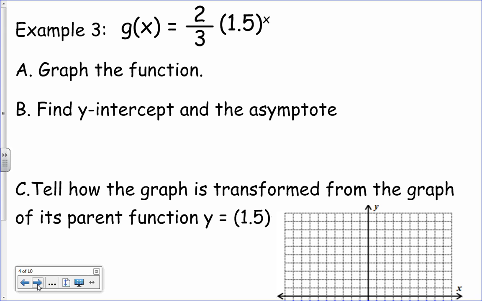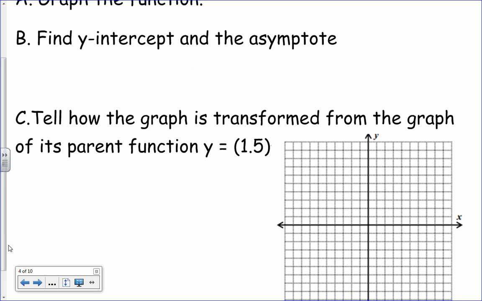Example 3 has g of x equals 2/3, and now that's on the outside, so that's something vertical, times 1.5 to the x. Okay, 2/3 times 1.5 to the x. So we got 3 different things we're doing here. The first thing is to graph the function. So let's go ahead and put it in. All right, we'll clear out y1 and y2. Clear them both out. Now remember, to get that fraction of 2/3, you're going to hit math, go left 1, hit enter, type 2/3, parentheses 1.5, and hit the caret button, raise it to the power of x. To graph it, make a table.